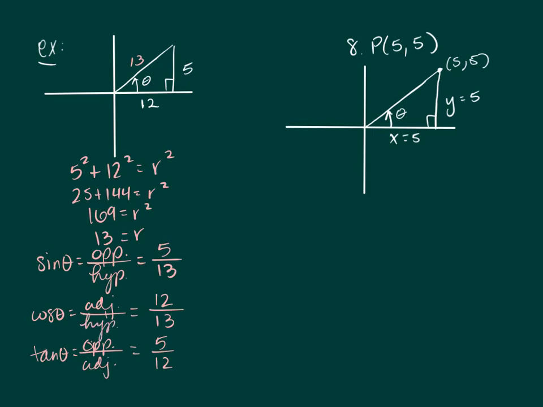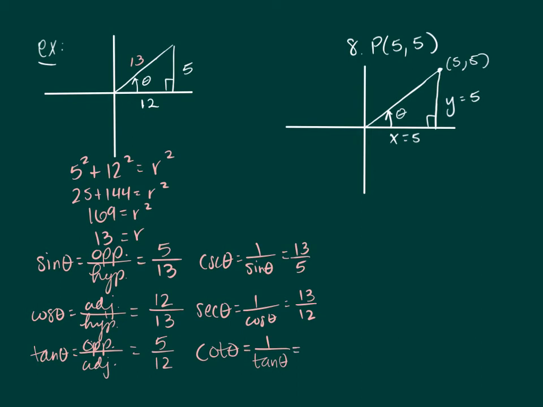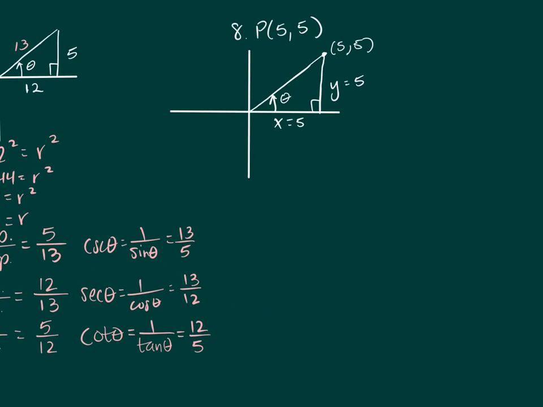Okay, to find the remaining trig function values, we're just going to do the reciprocal of each. So cosecant is the reciprocal of sine. So this is going to be 13 over 5. Secant is the reciprocal of cosine. So this is going to be 13 over 13 over 12. And cotangent, for some reason my pen doesn't want to write tonight. Cotangent is the reciprocal of tangent. So this is 12/5. Okay, let's look at another example.